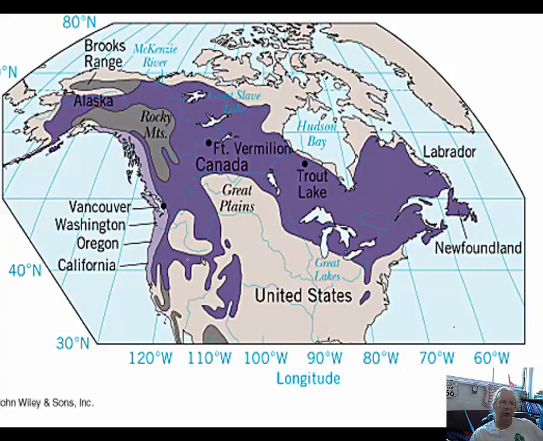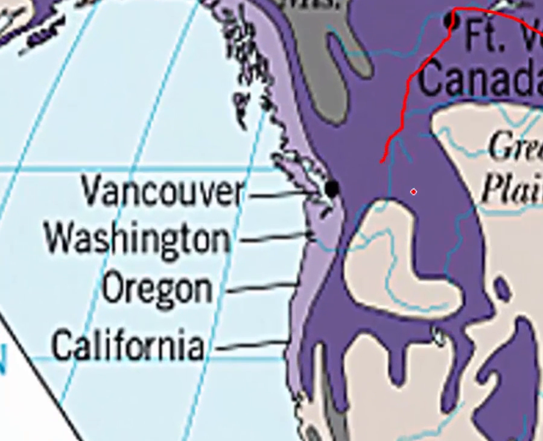Here's a map that shows where these boreal forests are in dark purple. Notice that this is true boreal, and then we get some of that montane version of it that dips down into the Sierras and the Cascades.